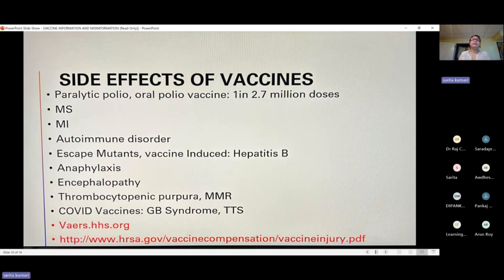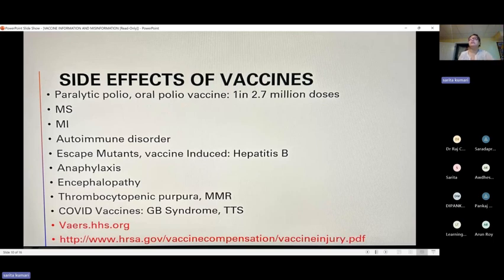And then a couple of side effects I already mentioned about oral polio vaccine. You have 1 in 2.7 million, some places they say 2.4 million doses given, one person will get paralytic polio. Then you have multiple sclerosis, heart attack, autoimmune disorders, anaphylaxis, some brain problems, and the TTP, TTS, and thrombocytopenia. All these are vaccine side effects.